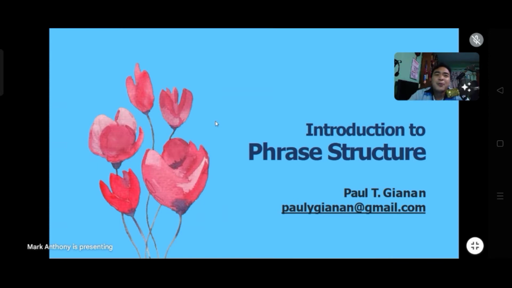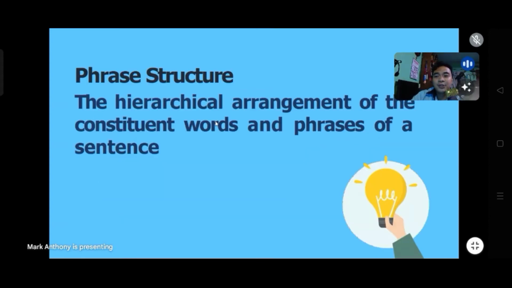So, what is phrase structure? Phrase structure is the hierarchical arrangement of the constituent words and phrases of a sentence. Sir, what are constituent words, sir? So don't worry, we'll be discussing that later on. For now, it's good that we are now able to define what phrase structure is.